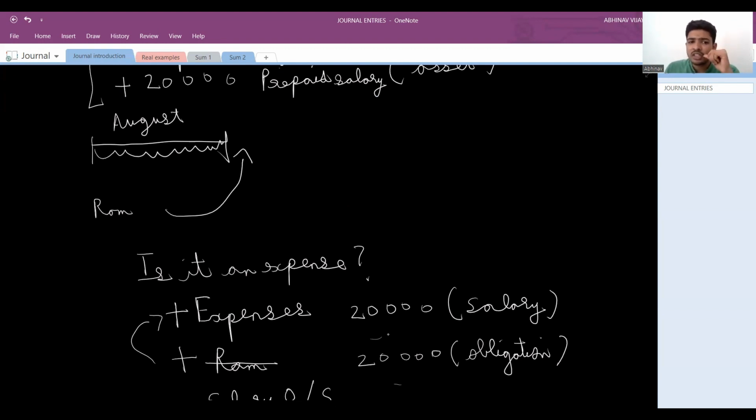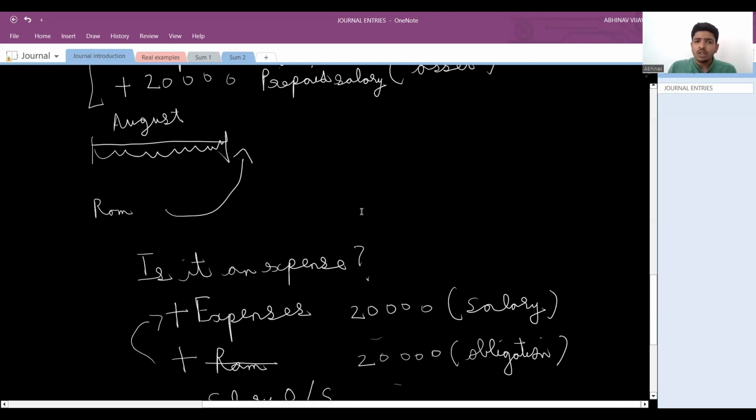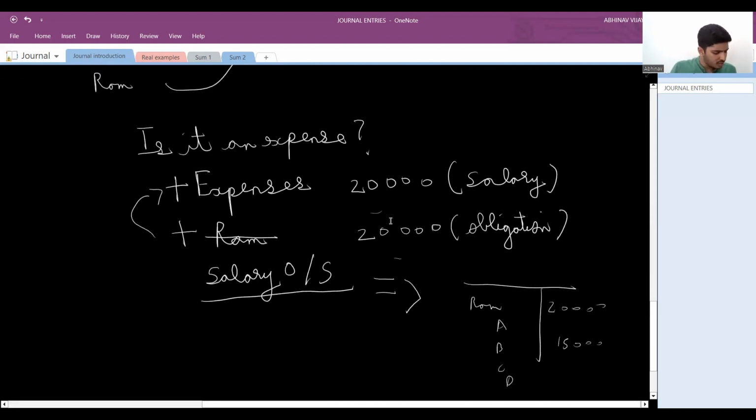Now, another question I get is, why is expenses not taken as the impact and this obligation as the reason? You can take that, but for clarity purposes, just follow what I'm telling. After the end of the lecture, you can take anything as the impact. This is a more logical way to solve questions. So these are the three cases that I mentioned.